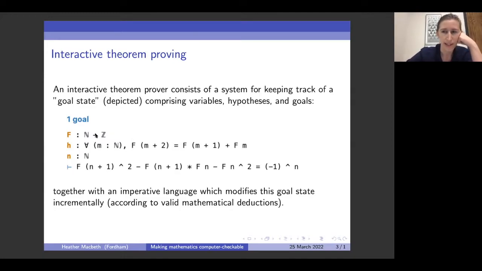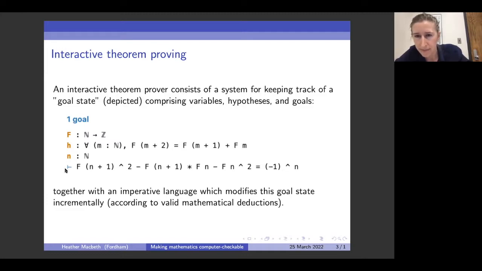So in this little picture, I've got a function from the natural numbers to the integers, so a sequence, and I've got a hypothesis, which has got a universal quantifier. So it's a recurrence relation that for all n, f(n+2) is f(n+1) plus f(n). So this is the Fibonacci sequence. And I've got another natural number on the go. This is my index n. And I've also got indicated by this turnstile signal here.